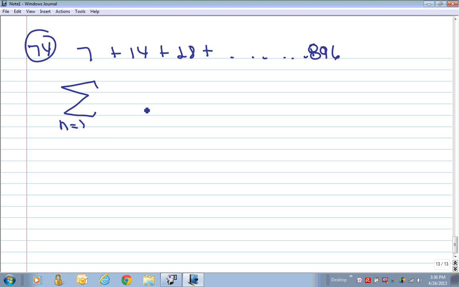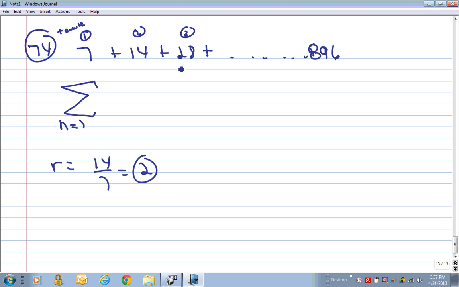And we're going to go up to what term number? Well, this is the term number. This is term 1, a sub 1, 2, 3. We don't know, and we don't know what this one is. So let's see if we can find the ratio. The ratio, remember, is the second term, which was 14, divided by the first term, which is 7, which is 2. So our ratio is 2.